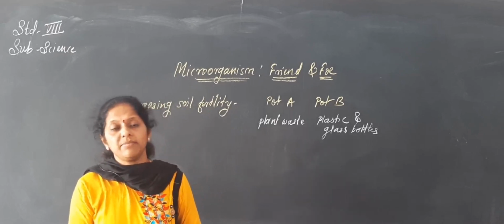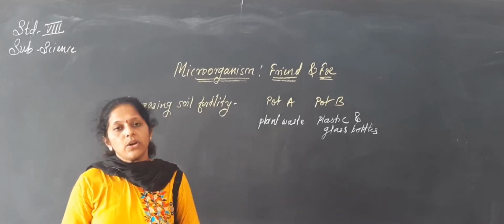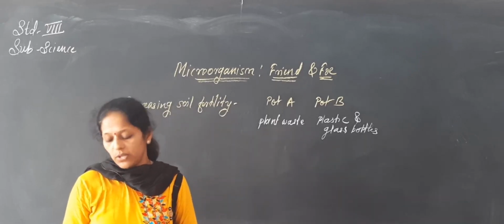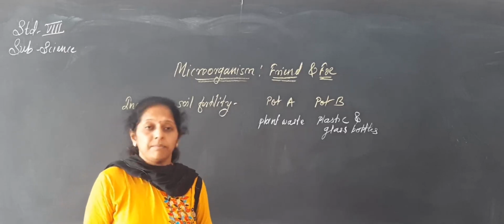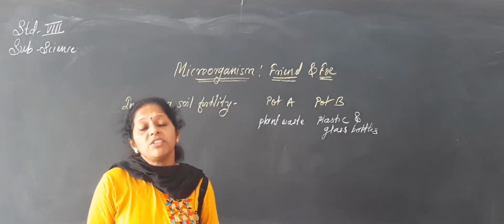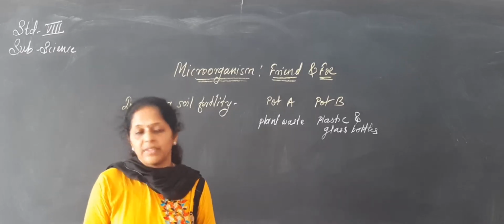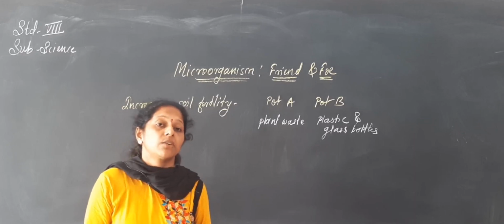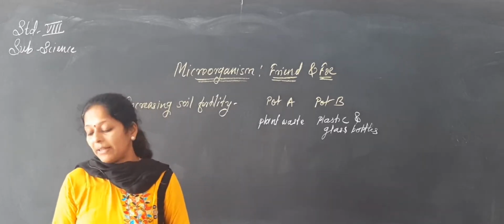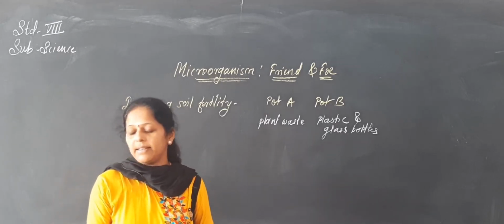Harmful microorganisms. Next point. Microorganisms are harmful in many ways. There are microorganisms which cause diseases in humans, plants and animals. The organisms which cause diseases are called pathogens. Some microorganisms also spoil food, clothing and leather, and let us study more about that.